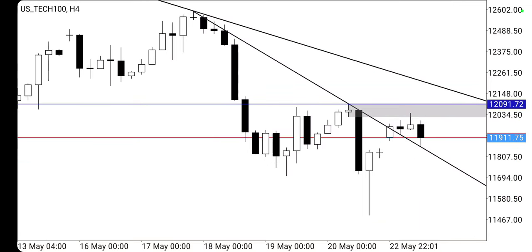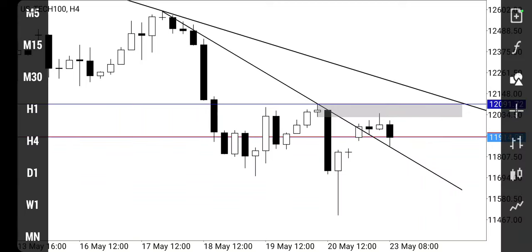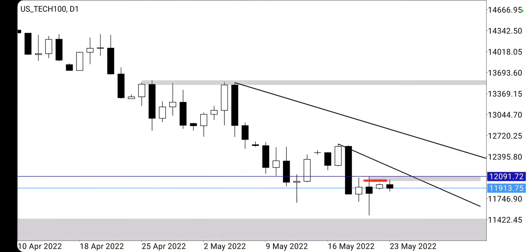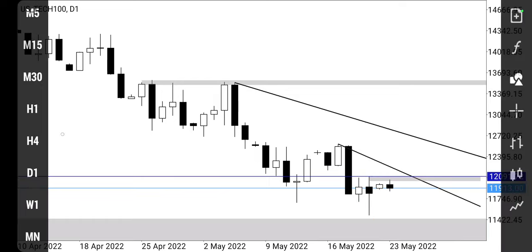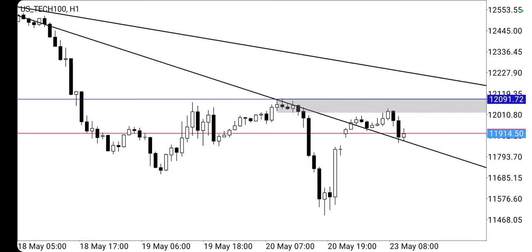So currently it's consolidation, which is not a good thing to take trades in, but someone could have tried and forced a trade here, because we are saying the buyers are most likely to win in this case, for as long as the price doesn't come above our pin bar, then the buyers have a higher chance of winning. Then let's do H1, which is our last time frame.